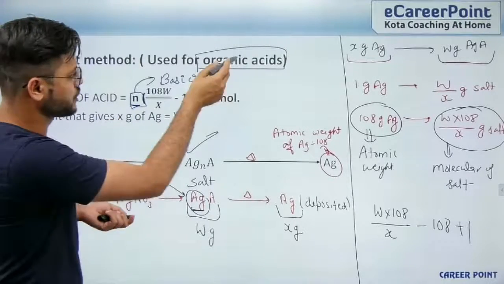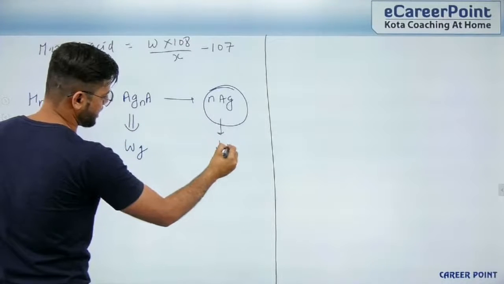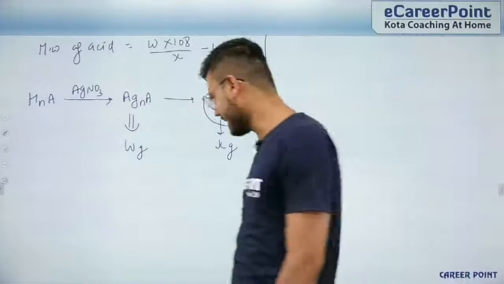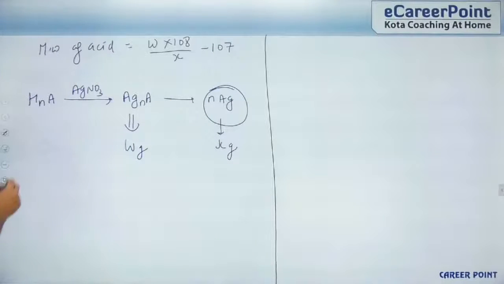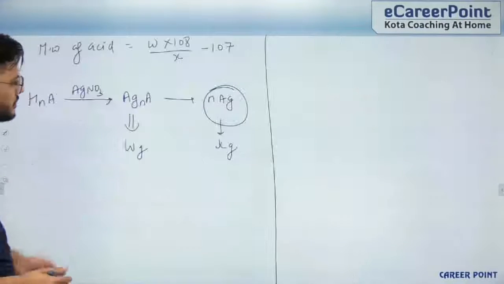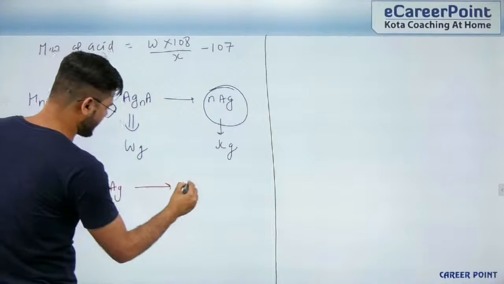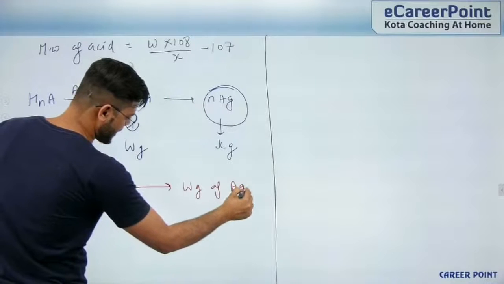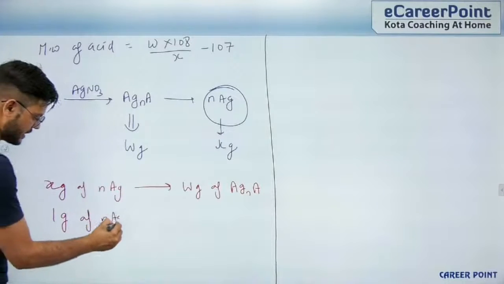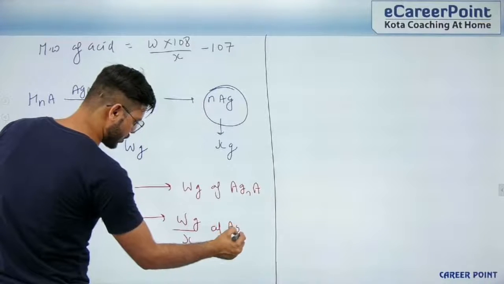So I can just use this. Let's say this is the W gram and this is the X gram. Now see what I can write. I can write this very easily: X gram of nAg is deposited by W gram of AgnA. 1 gram of nAg is deposited by W by X gram of AgnA salt.